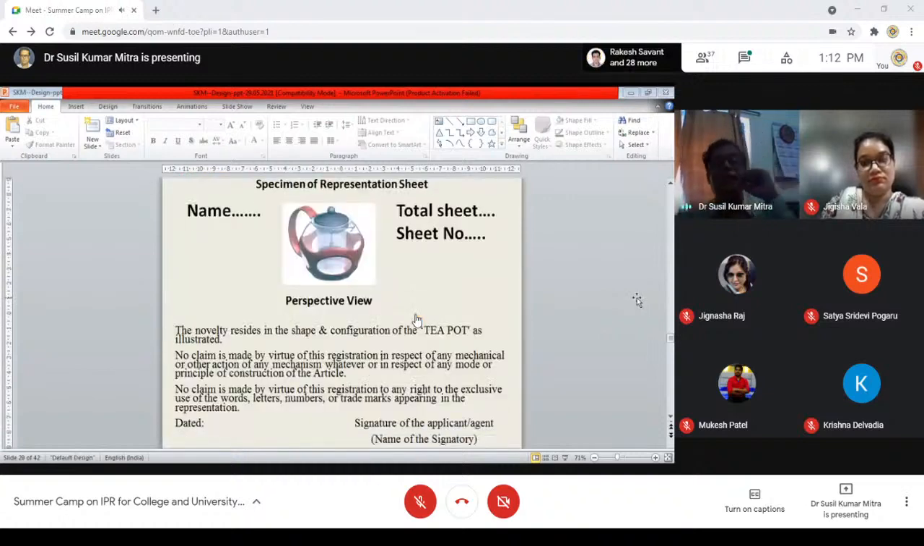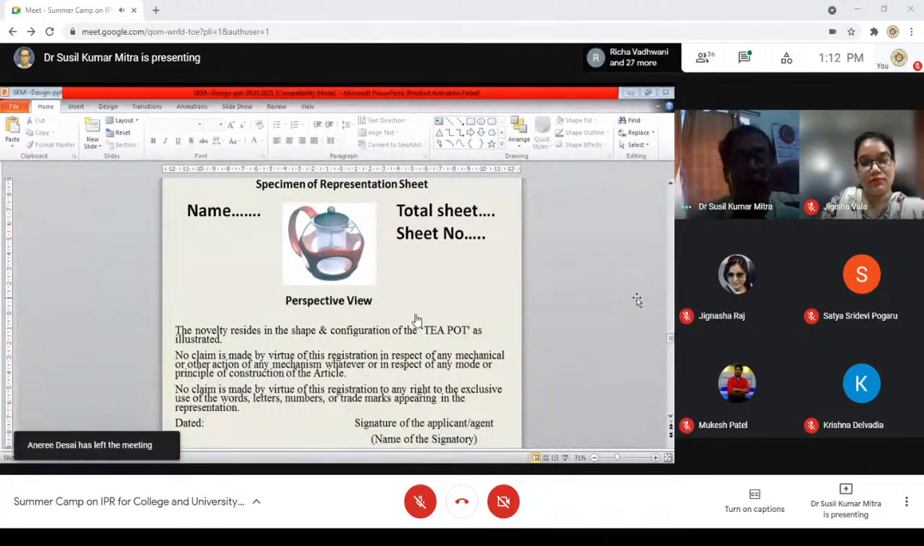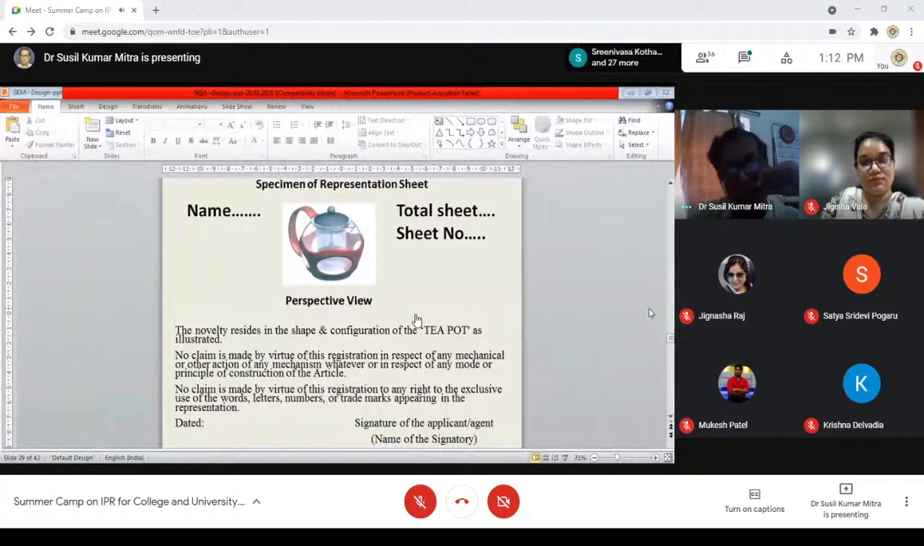Now, this is the representation sheet. You can find it is a teapot. There is a mention that the novelty resides in the shape and configuration of the teapot, and a disclaimer statement: no mechanical or functional feature is claimed, and no word, letter, mark is claimed, and the signature of the applicant and agent. So this is the way you are to prepare the representation sheet. But this is a perspective view I am showing.